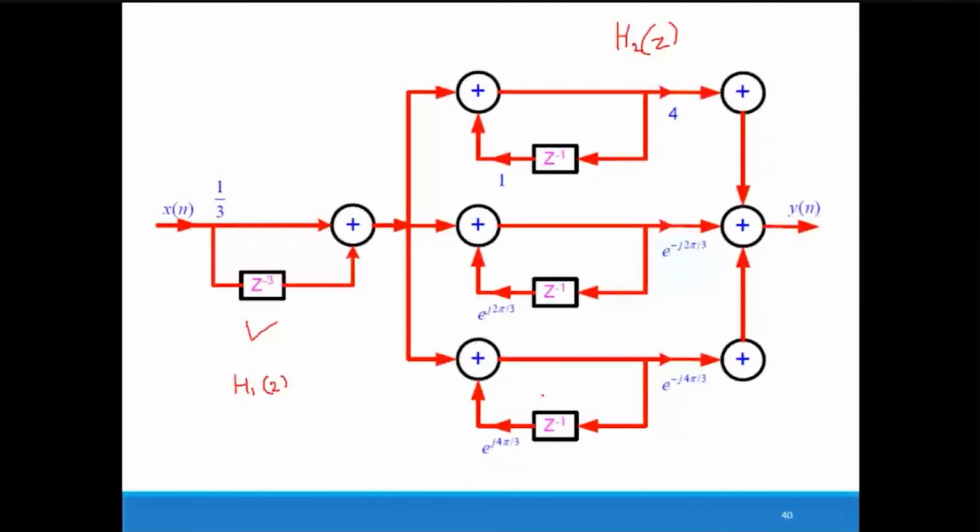Tomorrow we will continue with the last structure of the FIR filter, that is the lattice structure. So this week we will complete all the structures for the FIR filter, and by next week we will finish all the structures related to the IIR.